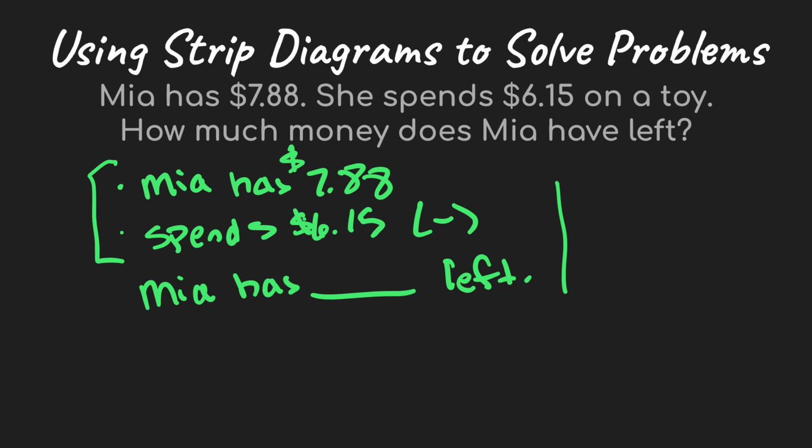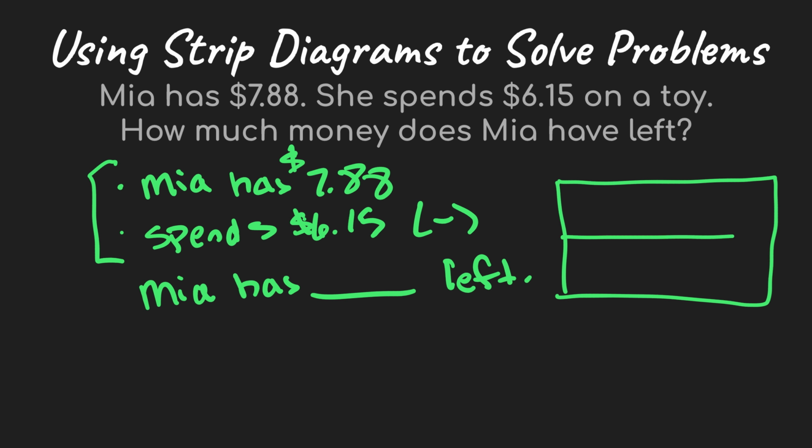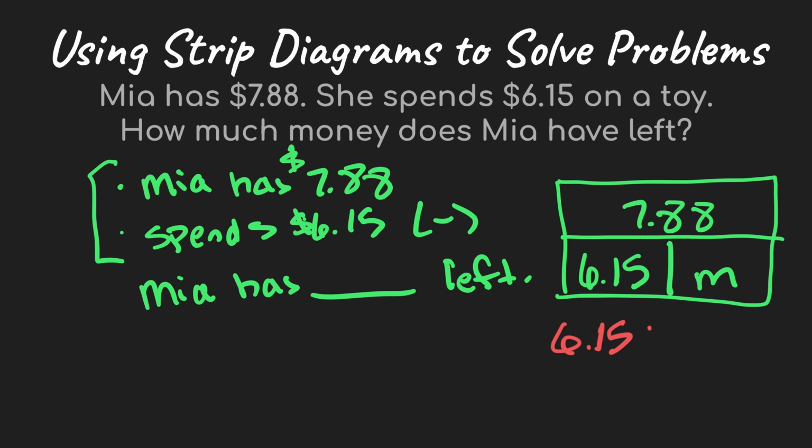And then for our strip diagram, you got to think, do I have a total? Do I have parts? I think in this one, since we're taking money away from something, I think the $7.88 is going to be our total. And then we're going to take away one of our parts, which is $6.15. So we're looking for how much money, so maybe we could use M. So for equation, maybe we could do $6.15 plus the money she took away is going to give us $7.88. And so to solve this, we could subtract.